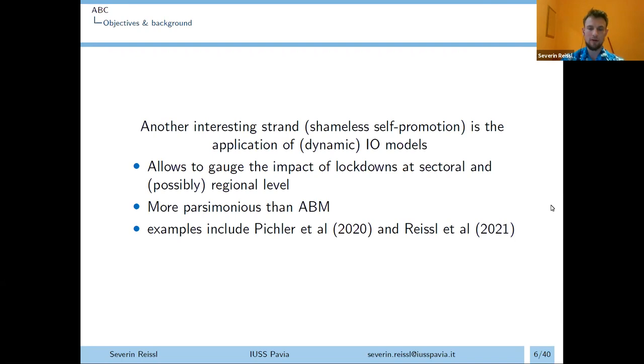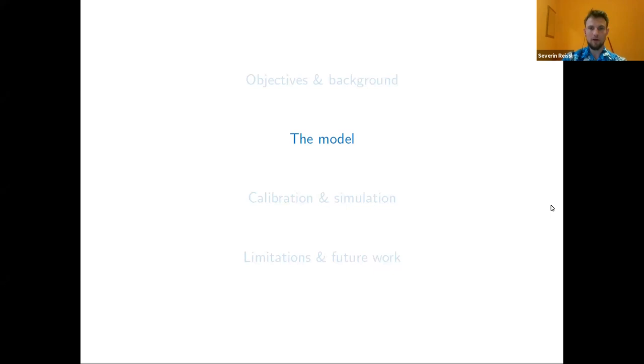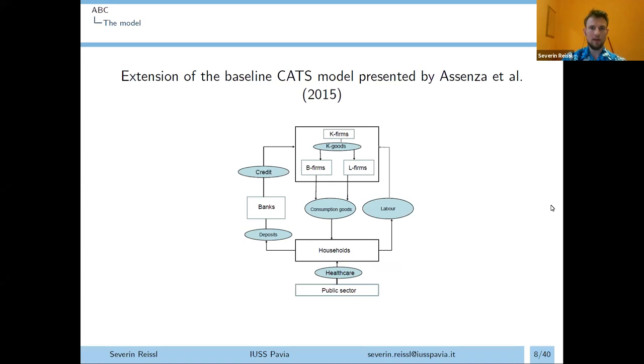So in terms of the model that Domenico and I use in this paper, the model that we use is essentially an extension of the baseline CATS macroeconomic agent-based model, which is the one from the 2015 paper by Asenza and co-authors in the JDC. And in our version of the paper, there are four economic sectors, namely a household sector, a banking sector, a public sector, and a firm sector, which is further subdivided into capital goods firms and consumption goods firms.